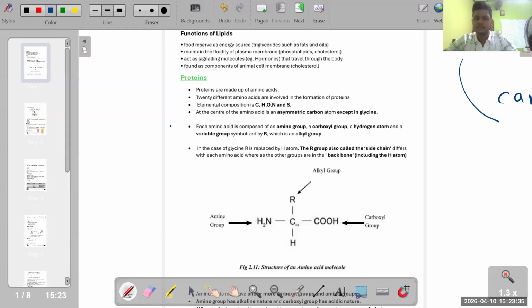So just think, protein is a polymer, a biopolymer, and the monomer is amino acid. Is that clear? Proteins are made up of amino acids. Twenty different amino acids are involved in the formation of protein, and they'll be forming a protein. Each would be different. The elemental composition is carbon, hydrogen, oxygen, nitrogen, sulfur. Proteins contain these elements.